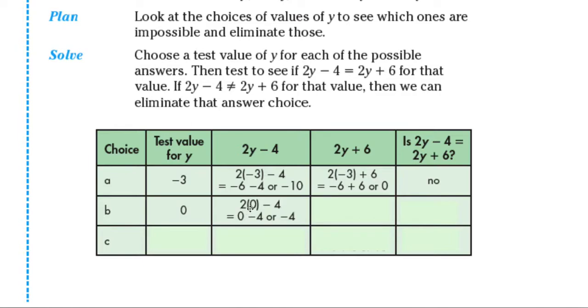You now have 2 times 0 minus 4. You end up with negative 4. And then in the expression 2y plus 6, when y is equal to 0, the value will be 6. You know that negative 4 is not equal to 6. So again, the answer would be no to that.